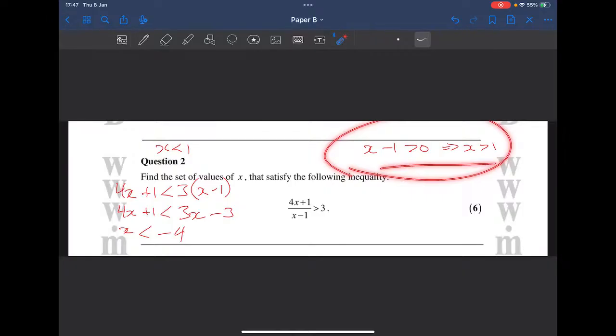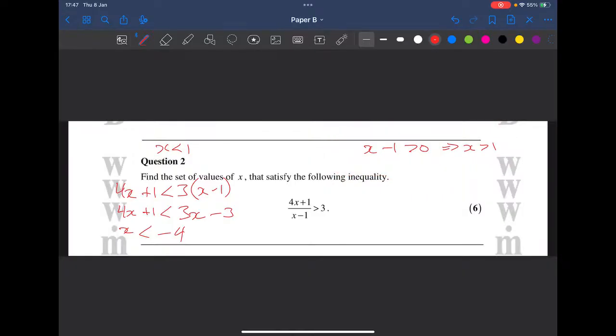If we look on this side, like I say, x minus 1 was positive. So we're multiplying by something that is positive. So we don't need to change the sign at all. So it's going to be a very similar looking thing. In fact, with the expansion is the same. It's just the sign is the other way around. So what we're going to end up seeing is that we've got 4x plus 1 is greater than 3x minus 3. So x is greater than minus 4.